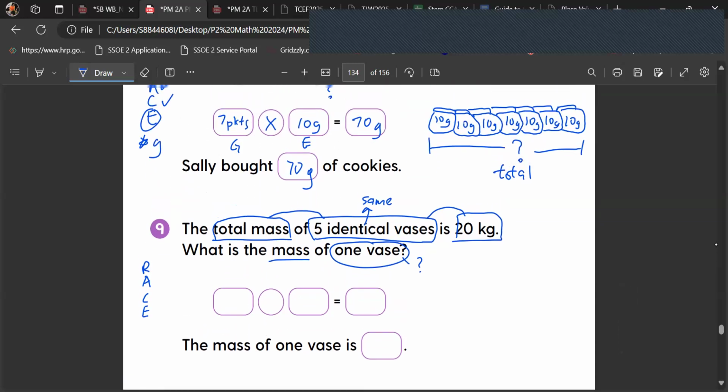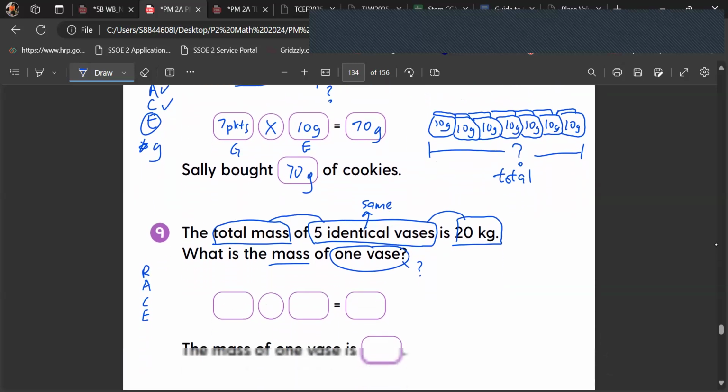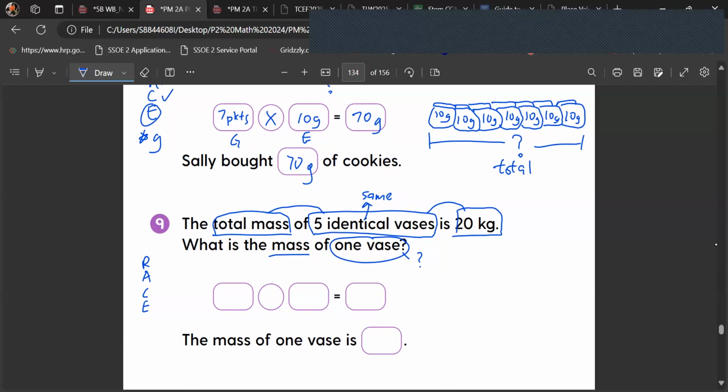So tell me, if I label my GET here, this is T, this is T. What is 5? 5 is it G or E? 5 buses, is it G or is it E? Then the last part, what's the mass of one bus? Is this E or G? Which one is G? 5 or 1? So let's draw it out.